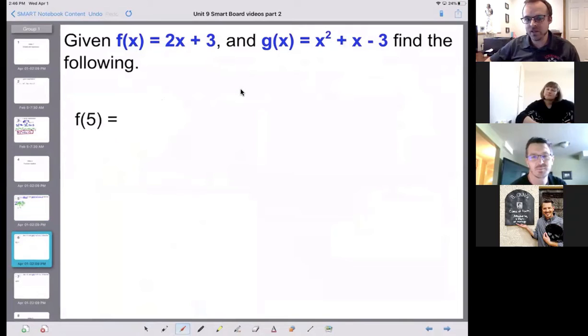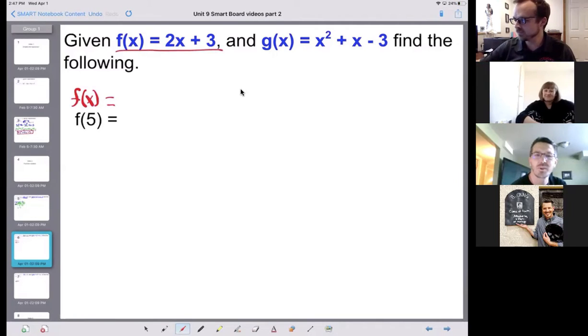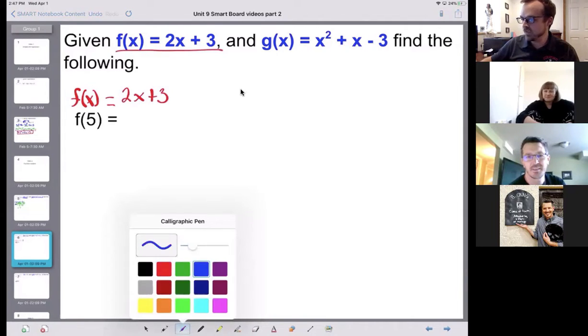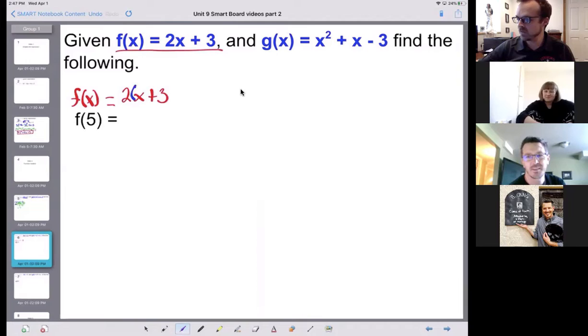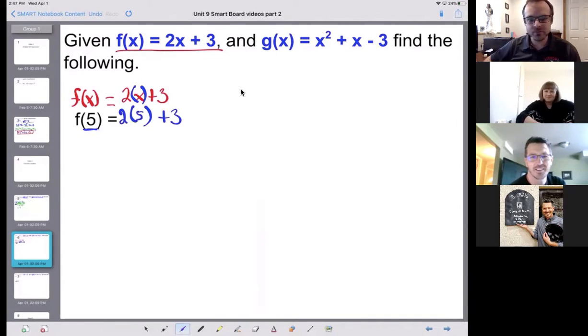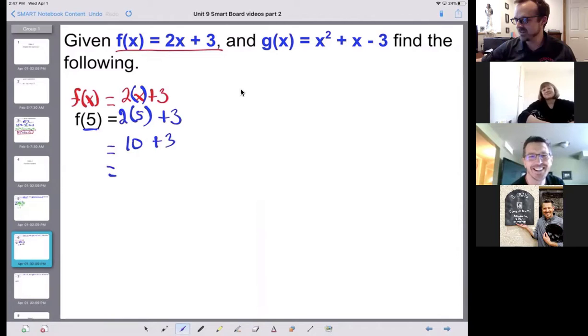So we are going to take f of x again. And I'm going to write it right above it so we can see what we need to substitute. f of x is 2x plus 3. And again, we are substituting, so I'm going to remove the x first by putting parentheses around it. So 2 times parentheses plus 3. Here, our 5 is going to go right inside the parentheses. 2 times 5 is 10, and plus 3 would give us 13.